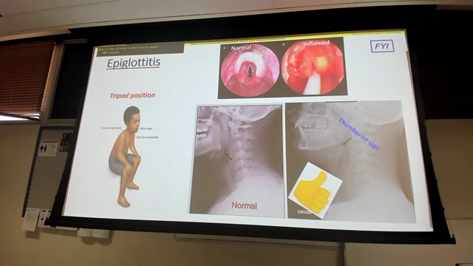In the picture up top, that's what this normally looks like in a child: very small, and the mucosa is very pink and healthy. Versus the inflamed one: look, that epiglottis is swollen. It's red, it's big, and the surrounding tissue is also red and swollen.